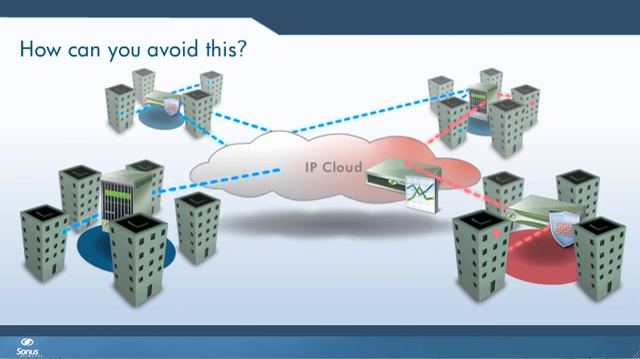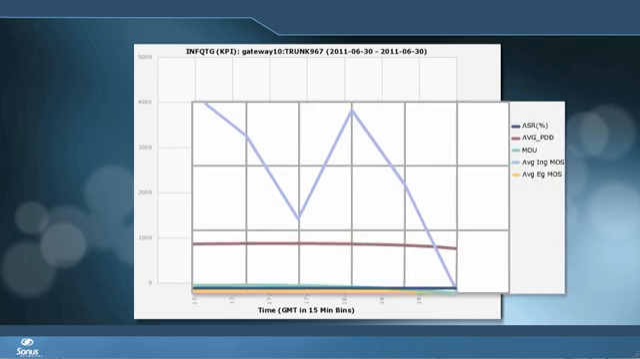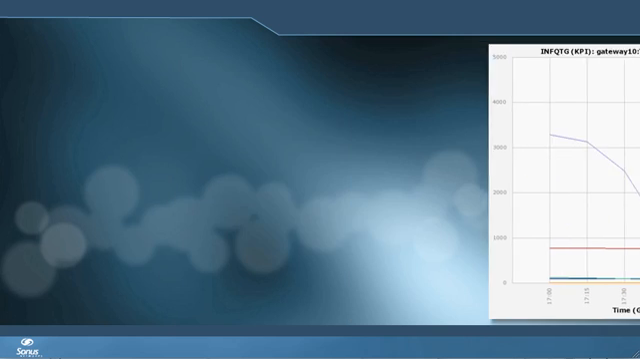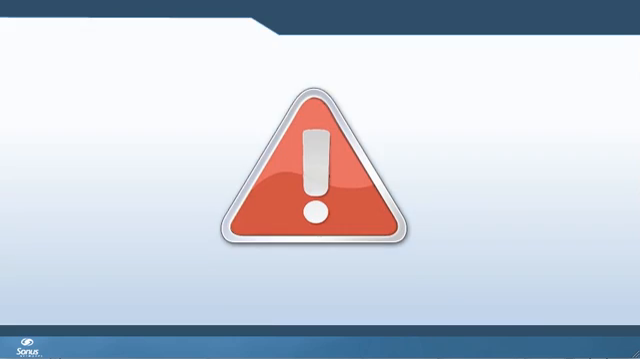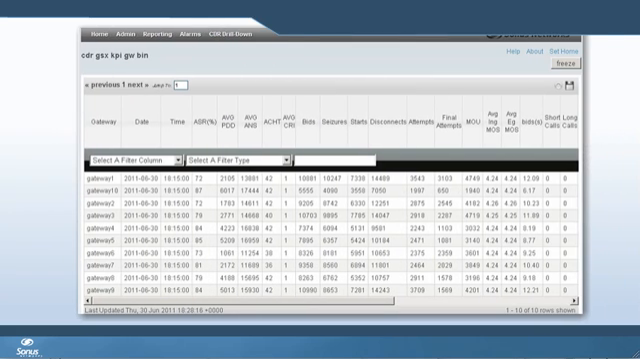By proactively monitoring the network. Sonus NetScore does just that. It provides a real-time view of the network's performance. It alerts the operator when a problem starts to occur. It provides reports which help to diagnose the problem.